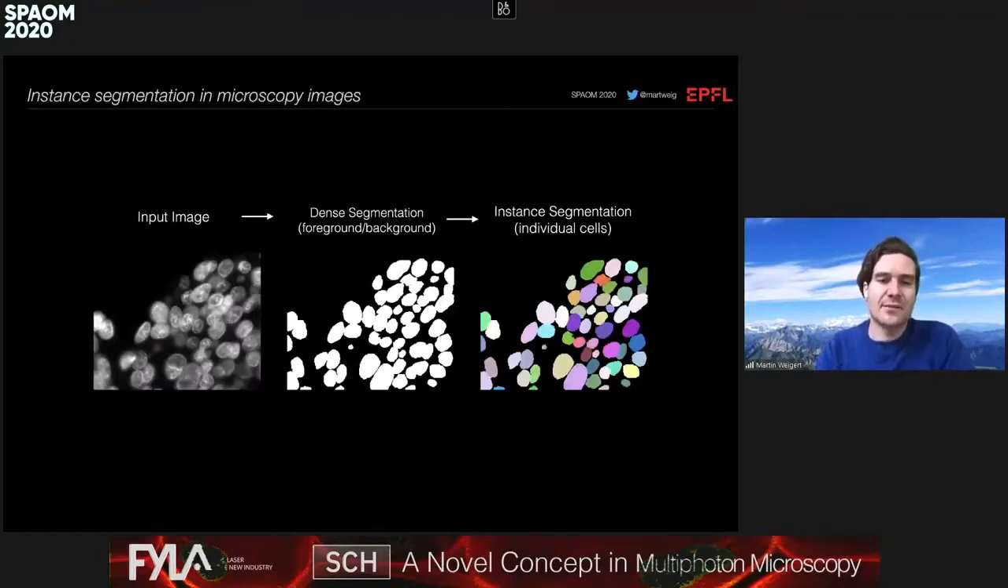And this task can actually be categorized in two conceptually different ways you can do segmentation. The input is always an image that typically consists of a lot of crowded, touching objects that contain a lot of out of focus areas. The first thing you can do is simply foreground background segmentation, and this is called dense segmentation.